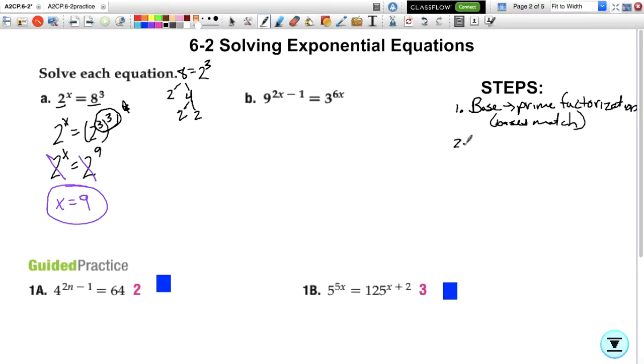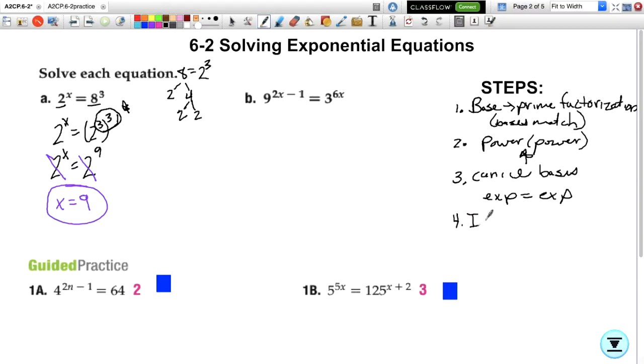The second step you need to double check for is your power to power rule, okay? And remember, when you have an exponent raised to another exponent, you need to multiply them together, all right? After you've simplified that exponent by multiplying them using the power of powers rule, okay, we're going to cancel our bases because they're exactly the same. And then you can set it up as exponent equals exponent. Now, we didn't have to in this case, okay, but we might need to do some work to isolate our variable after that, and that would be our last step.